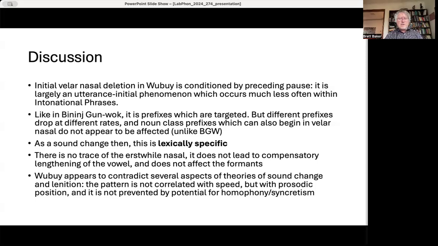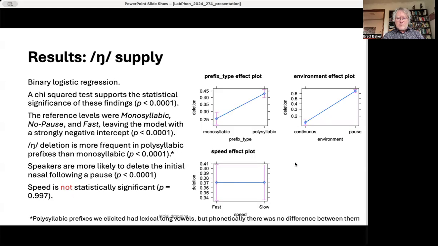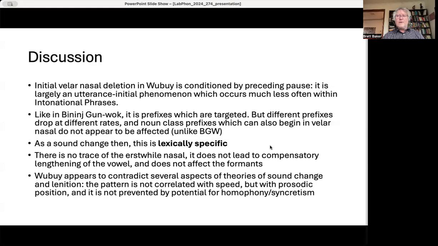Wubuy appears to contradict several aspects of theories of sound change and lenition. The pattern isn't correlated with speed, but instead with prosodic position, and it's not prevented by potential for homophony or syncretism. So to conclude, there are still many aspects of this phenomenon that we get in Australian languages which are largely mysterious. There seems to be a kind of sound change which has been otherwise unrecognized in the literature.